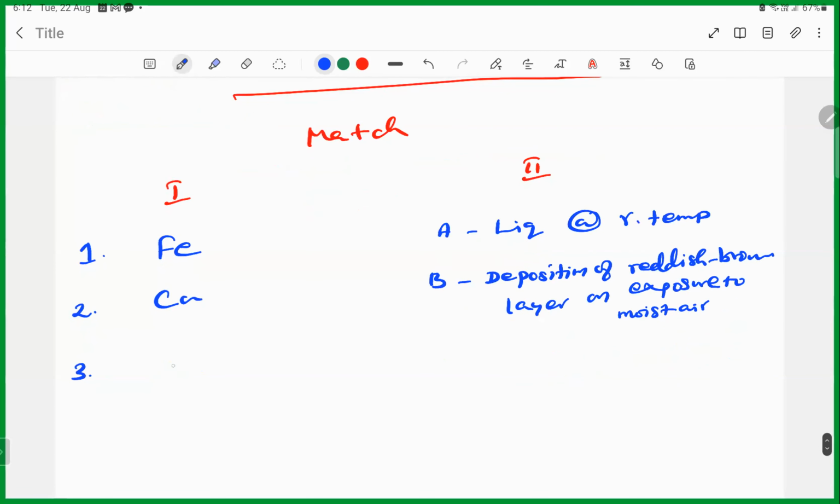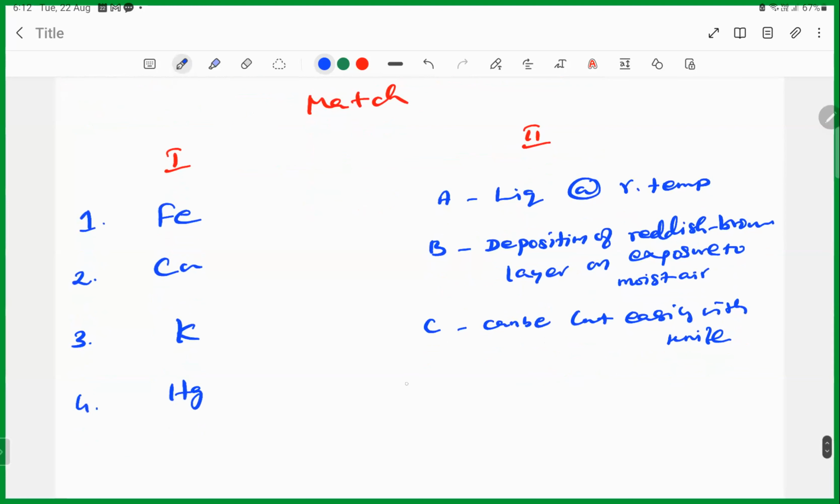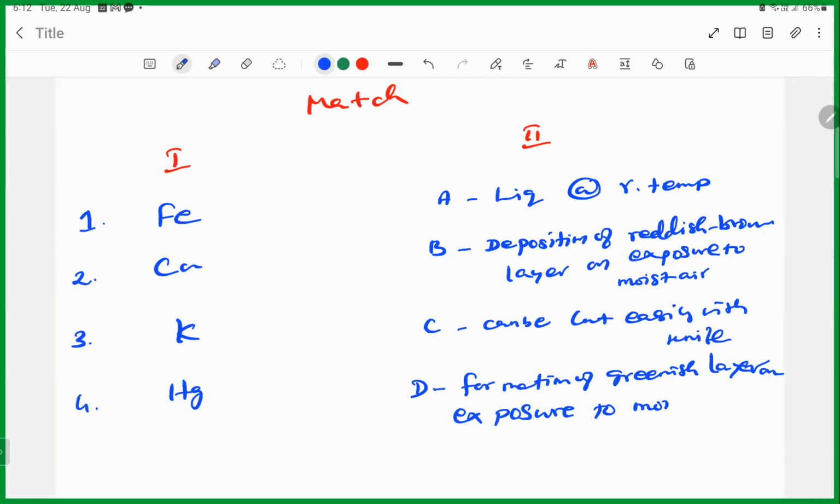Number 3, potassium. Can be cut easily with a knife. And 4, mercury. Formation of greenish layer on exposure to moisture. So tell me, for iron, which is the correct one?